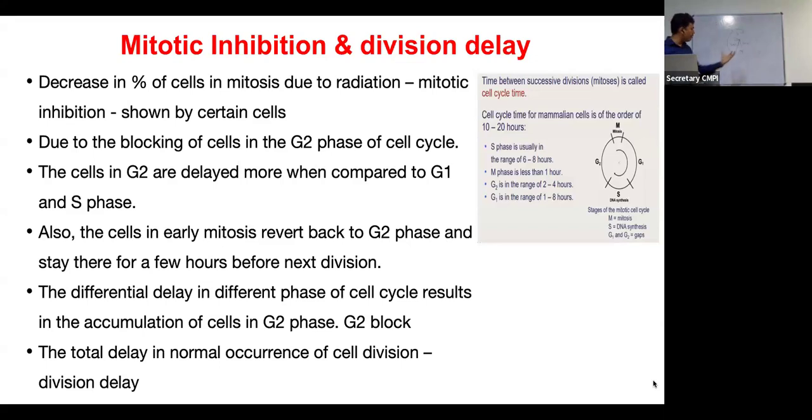Because of irradiation, the mitosis will be slow. The cells in the mitosis phase will get blocked there. And sometimes some of the cells in the M phase will revert back to G2 phase. So there is a delay, and this is called the G2 block. The average time interval for every phase is already defined for cells. But there will be an inhibition in the mitosis, and there is a delay because of this G2 block. It is called mitotic inhibition and division delay. So this is another cellular level effect of ionizing radiation.